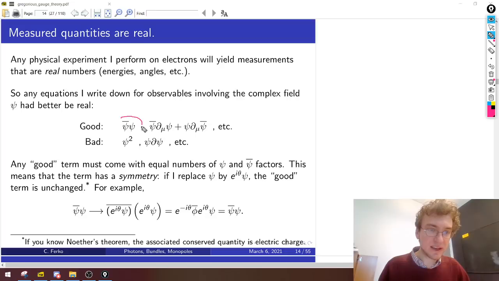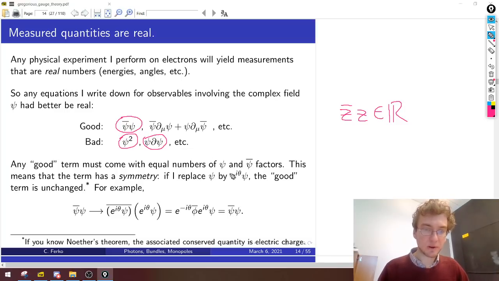So for instance, if you take the product psi bar times psi, if you multiply a complex number by its conjugate, of course that's real, so that's fine. That's a term that could appear in an equation for a real value. Bad terms might be like the square of psi, or psi times the derivative of psi, because these things are not necessarily real numbers. So any good physical term has to have equal numbers of psis and psi bars, because that will make it real. But this immediately means that the theory has a symmetry. So this was the prerequisite I was talking about.